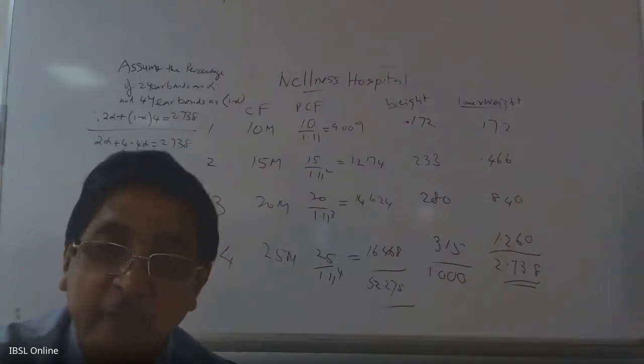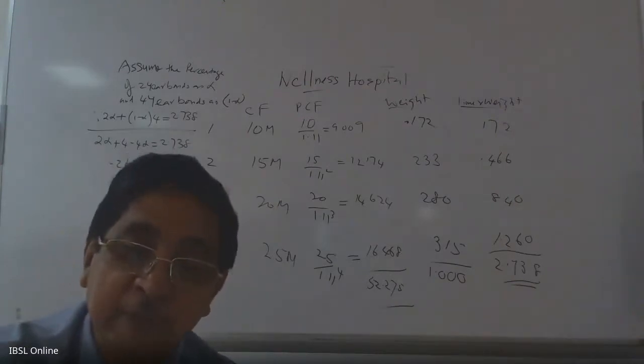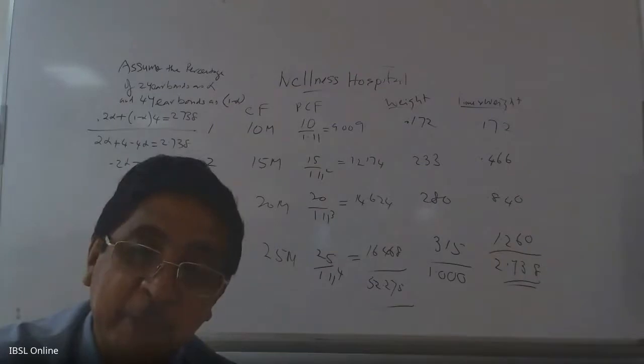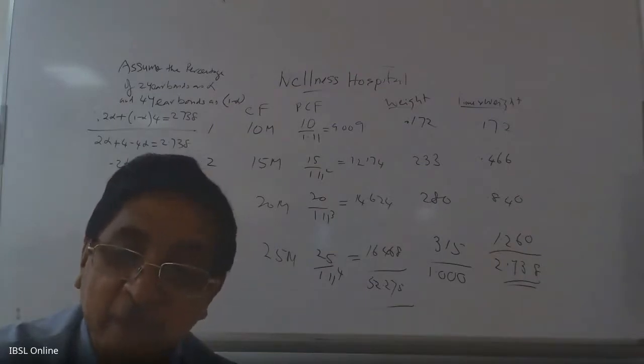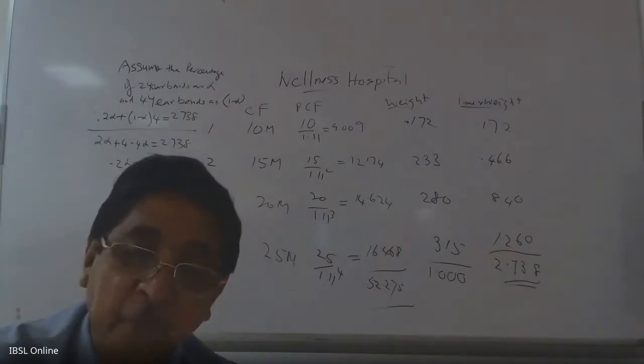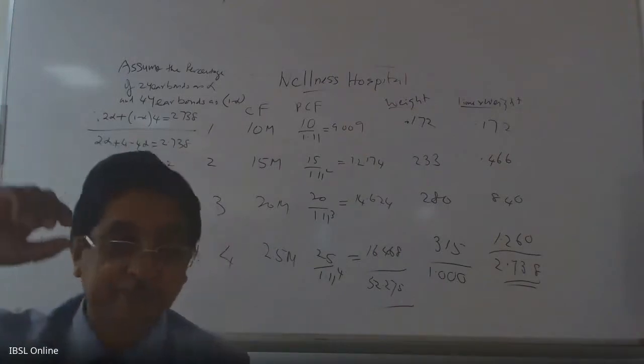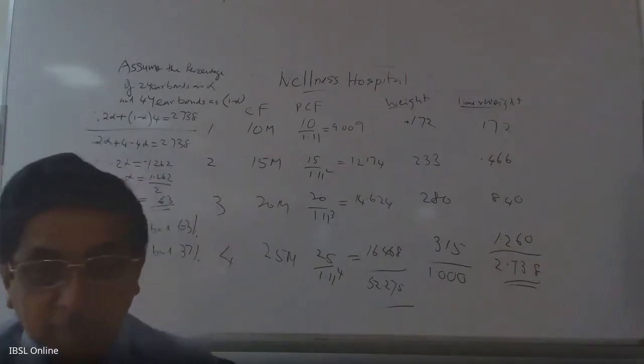Okay. Now what you have to do is the time and weight has to be multiplied, and there could be another column for that. The total of that column will give you the duration. I will just do it.